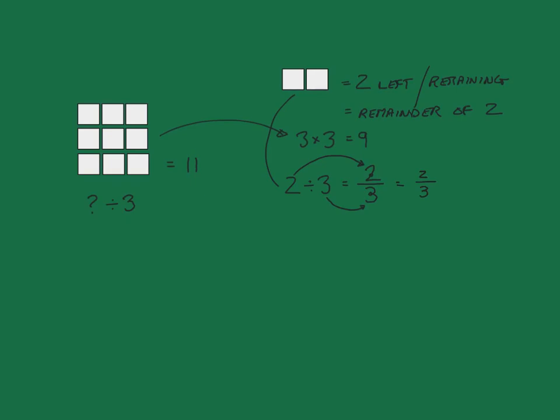So what have we got altogether? Well, we've got 3 lots of 3 and a remainder of 2/3. So 11 divided by 3 is 3 and 2/3.